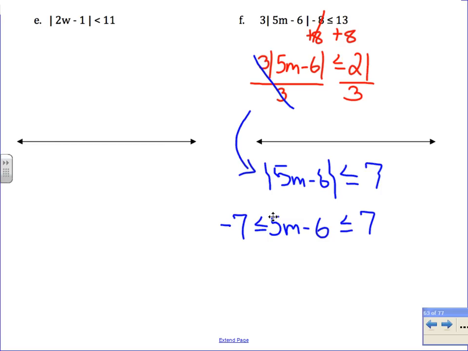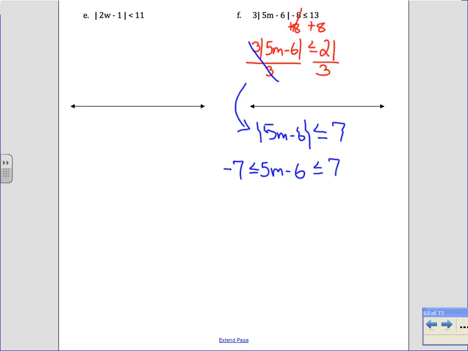Okay, now this is something that we haven't done yet in regular algebra, so listen carefully on this part. To solve this, you need to get the variable in the middle by itself. So we have to get that m isolated in the middle all by itself. To move this negative 6 first, you add the 6 to the middle, to the right, and to the left. Just like solving an equation, on a compound inequality, what you do to the middle, you have to do to the left and to the right as well.